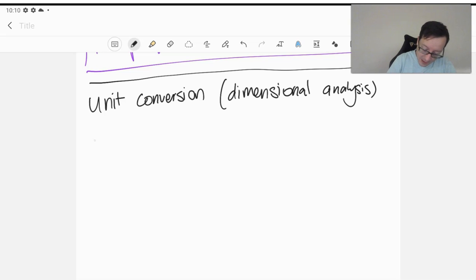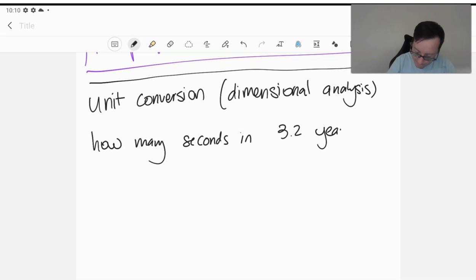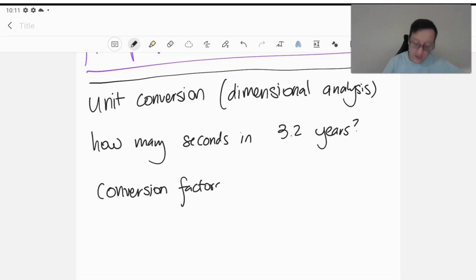So example, if I say how many seconds in 3.2 years? The heck? But you know how to do this. I mean, of course, yes, go to Google, type in how many seconds in 3.2 years. But that aside, we can actually figure this out using a systematic method called dimensional analysis. And we're going to use what are called conversion factors. These are equalities, which we're going to set up as fractions.